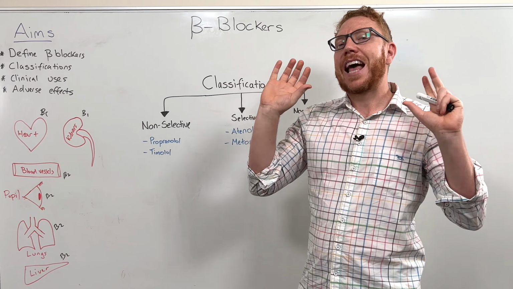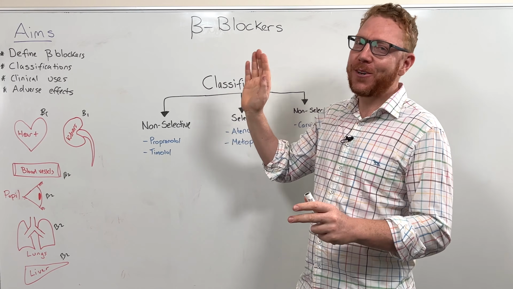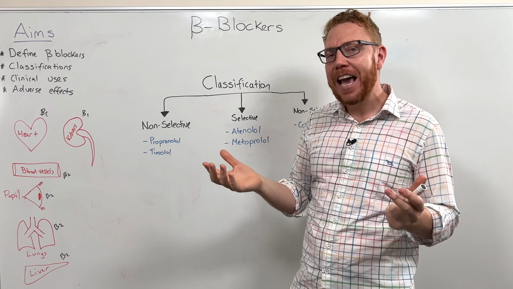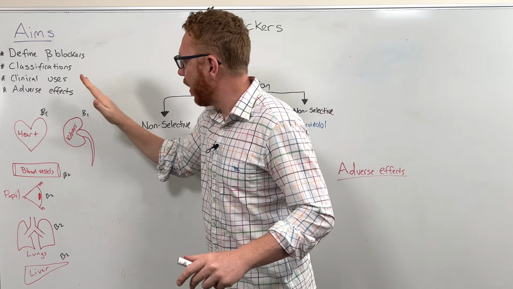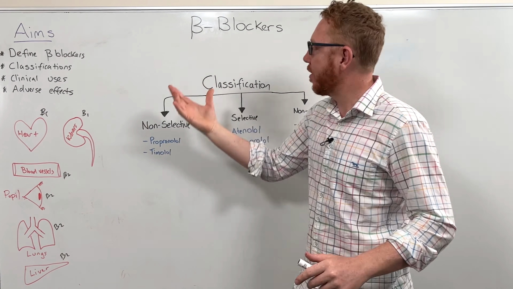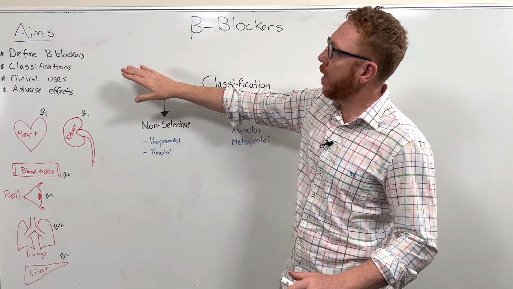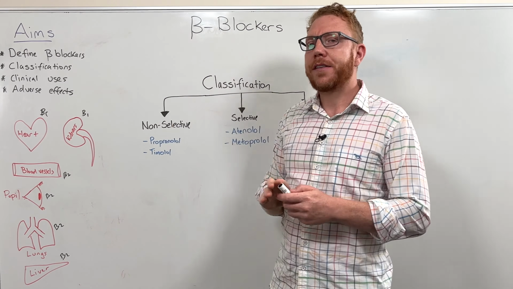Now that is when it's activated. But what we're doing today is we're blocking it. So we're an antagonizing system. So we're actually blocking these effects, okay? And this takes us to the beta blockers. So we know what they are, let's classify them.